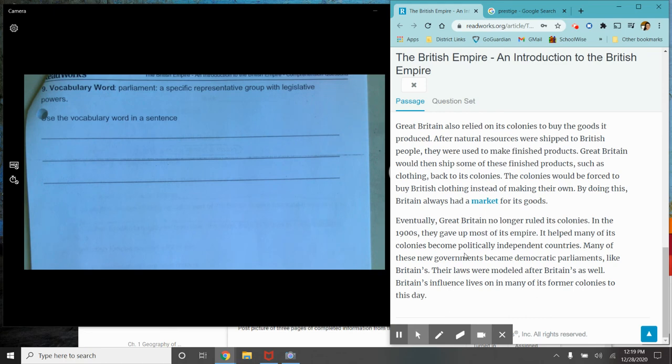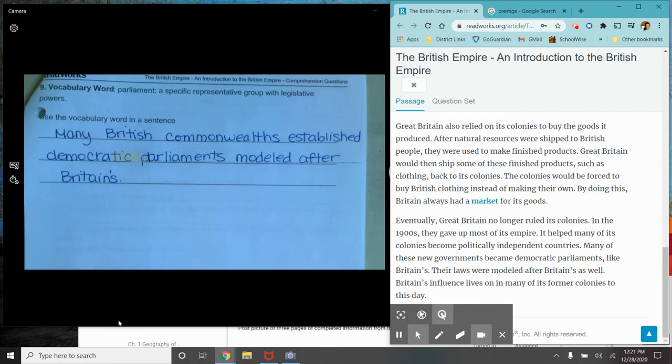For example, like Australia, they still have part of the British, I think it's called the Union Jack, if I'm not mistaken, on their flag. So some countries still have part of those British connections and are called commonwealths. So come up with your own sentence. I'm going to use one from the text because I find that a little bit easier. So I said many British Commonwealths established democratic parliaments modeled after Britain's.